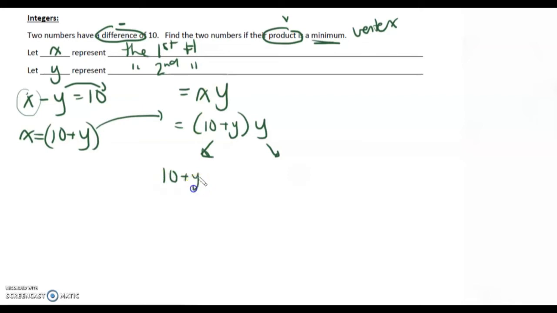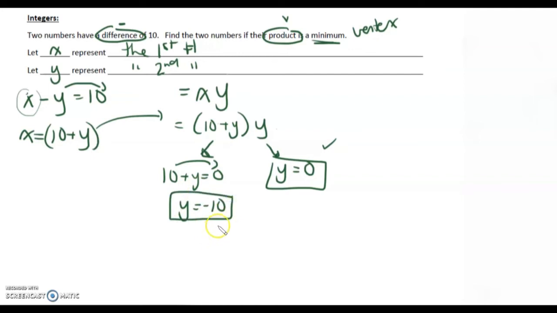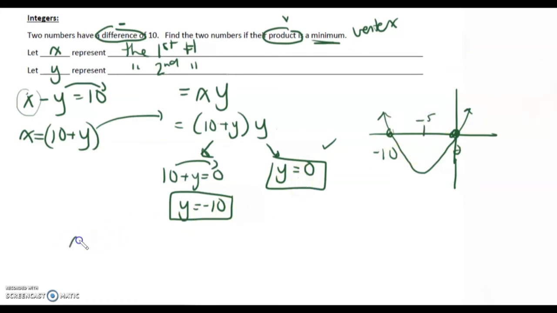Okay, so if we want to do the factored route, since it's in factored form, we just set each of the factors equal to 0. This one's already done for us, and this one we would just have to rearrange. Okay, so we have 0 and -10, which means our graph is going to look like this. Oh, the product's the minimum. Maybe it's going to look like this. Okay, so what's the average between 0 and -10? Well, obviously it's -5. If we want to formally do that, we do 0 plus -10 divided by 2, which is -5.